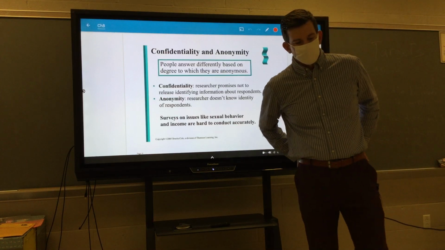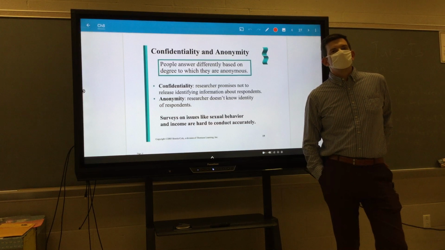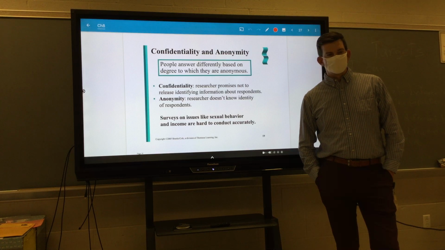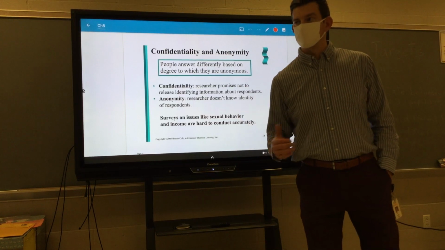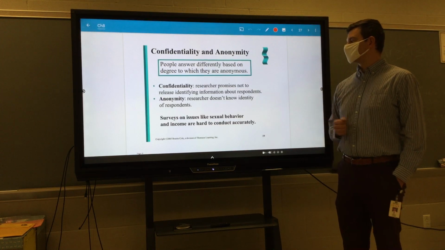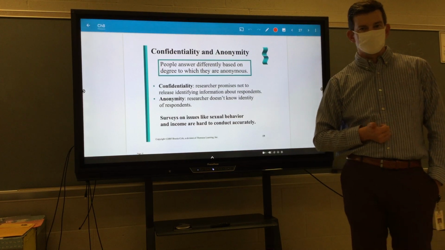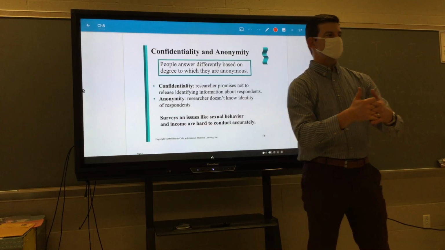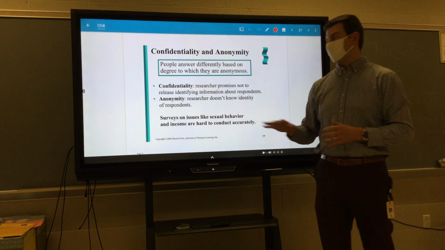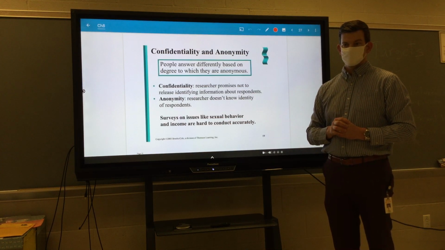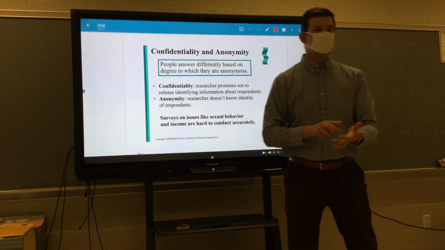All right, the last thing to worry about when asking questions: confidentiality and anonymity. Sometimes these two words are used interchangeably when they have distinct, separate meanings. If something is confidential, the researcher promises not to release identifying information about the respondents. So the researcher has that, but is keeping it private. If something is anonymous, the researcher does not know the identity of the respondents. So instead it's subject A, subject B, and so forth.